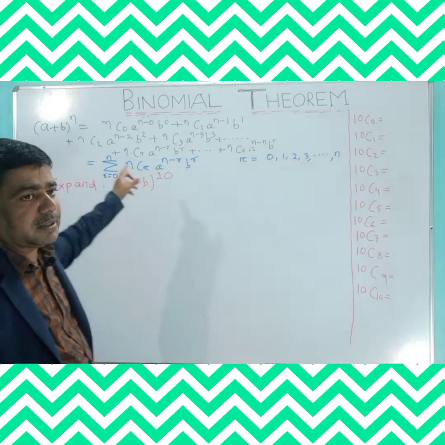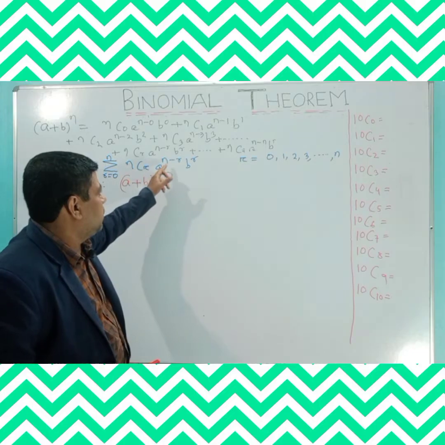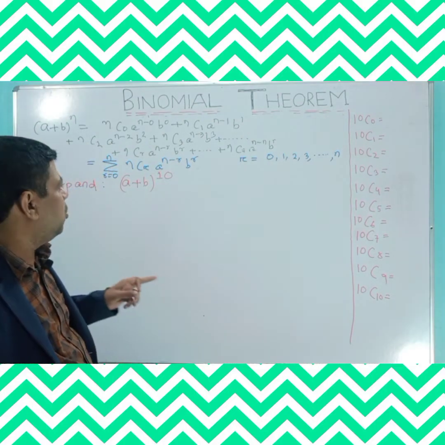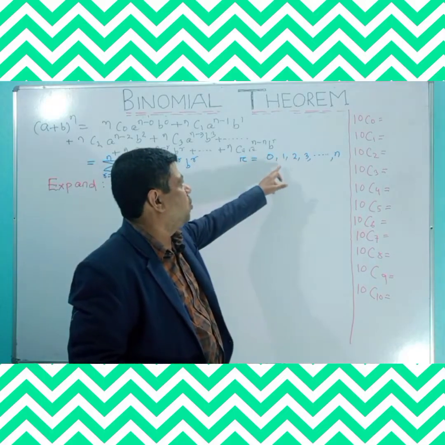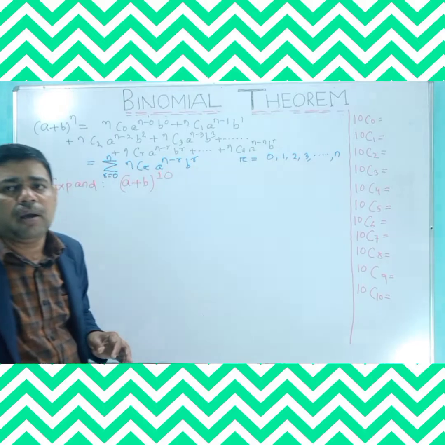And in the sigma format also we know this expansion, written in the sigma mathematical format: the summation of nCr a to the power n minus r b to the power r, where r varies from 0 to n. Here r values are 0, 1, 2, 3, and n is the maximum value, which is the power of the binomial.